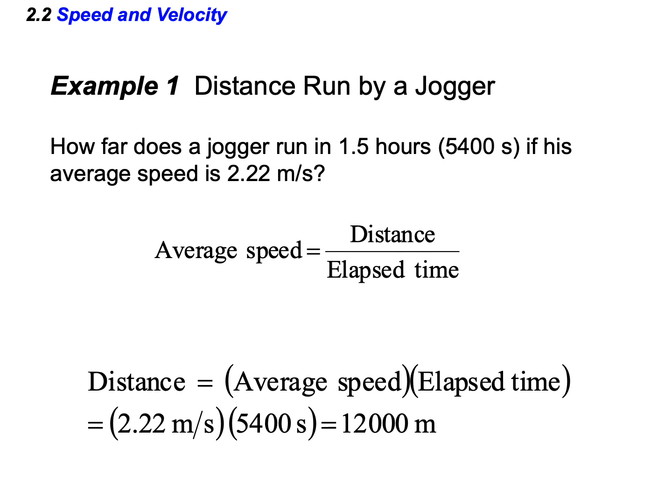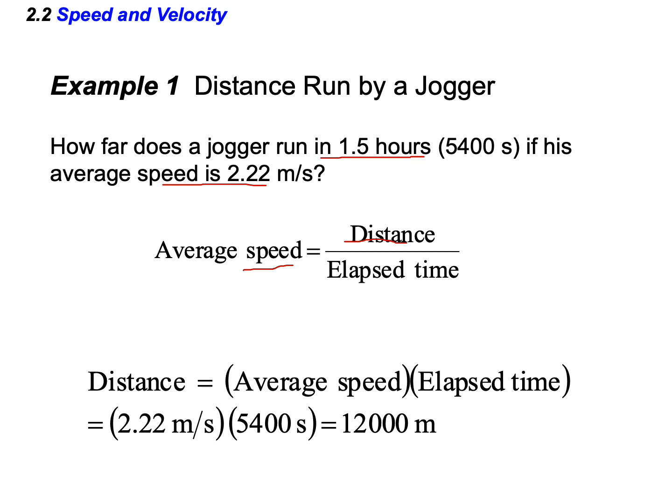Here's one of the examples in your textbook. Average speed is distance over time. So this equation has three variables: average speed, distance, and time. If you know any two of them, you can calculate the remaining one. For this example, it has given the distance and the speed.